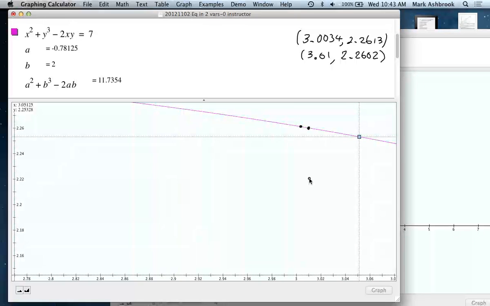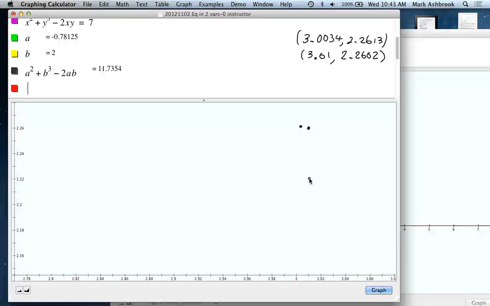Janae? Negative 0.6. So tell me your process. So I took the change in y over... I subtracted 2.2613 from 2.2602. I think you mean the other way around, right? 2.2613. Oh, no, you're right. You subtracted 2.2613 from 2.2602, that's right.